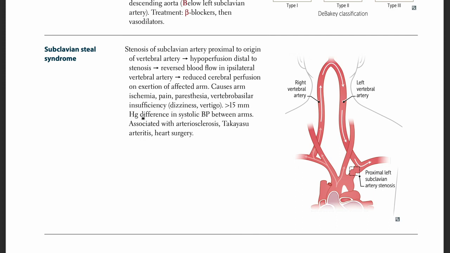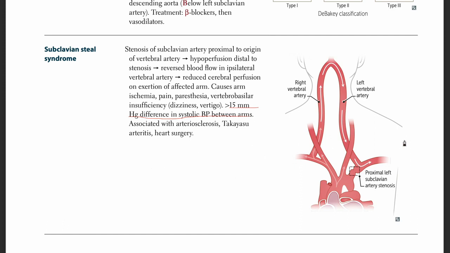More than 15 mmHg difference in systolic BP between arms is associated. Okay, so this is important. You'll get more than 15 mmHg of pressure difference in systolic BP between arms. So on this side you'll have like 120, and on this side you'll have like 135, of systolic. This is the difference between the two arms.